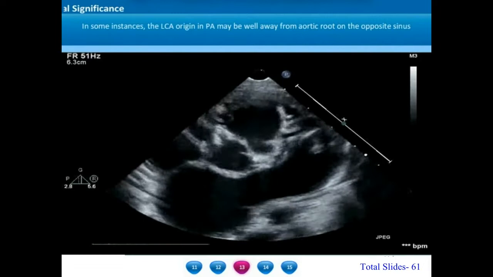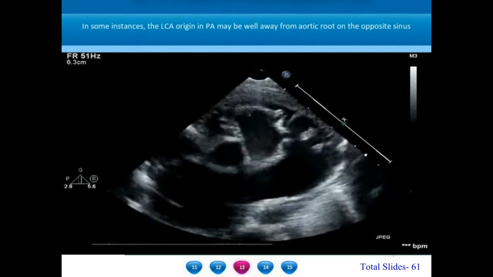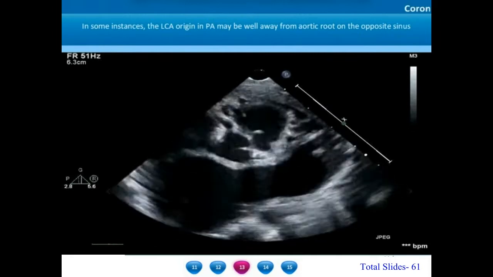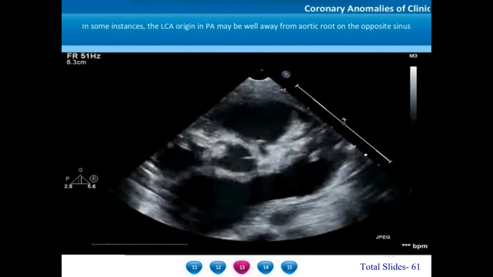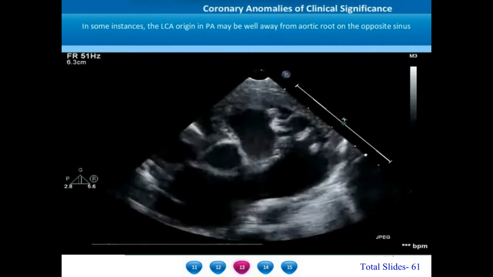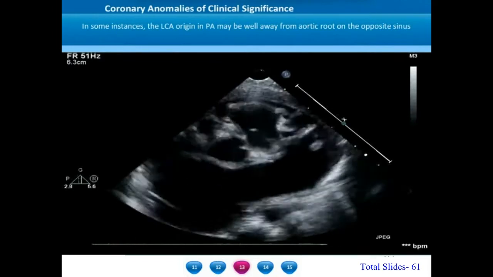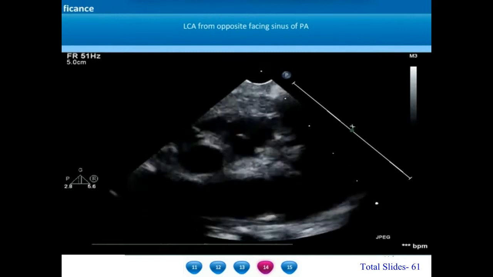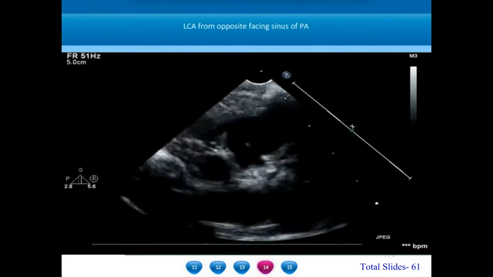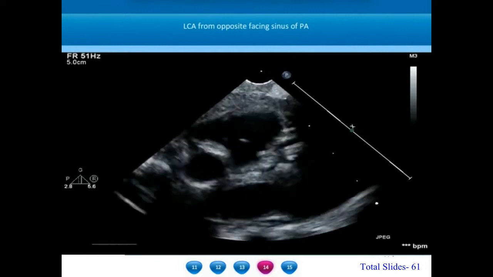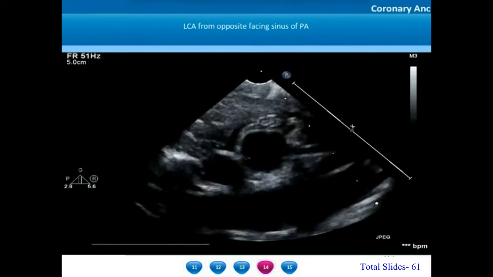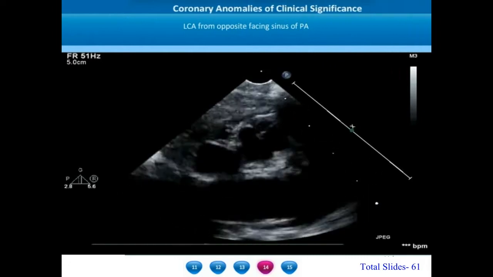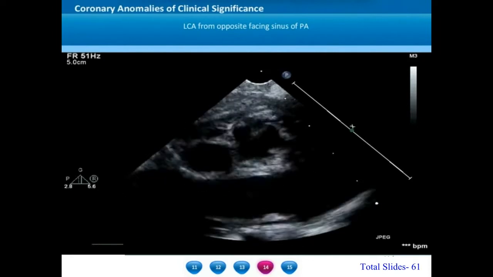In this example, you can see the aortic root on the left side of the screen. On the right is the pulmonary artery, and the left coronary artery is almost arising from the opposite coronary sinus. This is another view of the same patient, where you can see that the LCA origin is diagonally opposite to the aortic root, from the pulmonary sinus. So there is quite a long separation in this particular instance between the LCA origin and the aortic root.